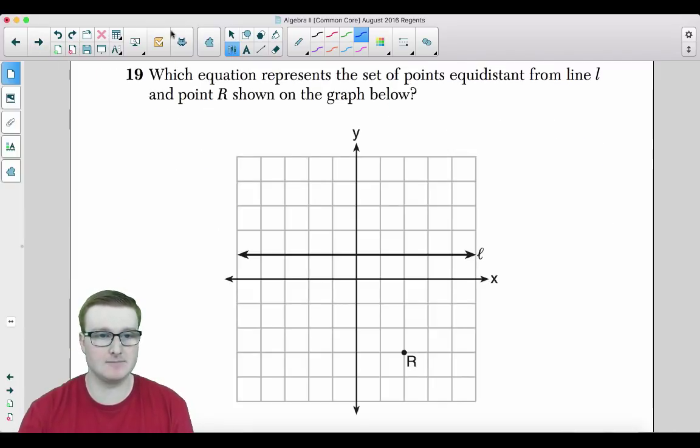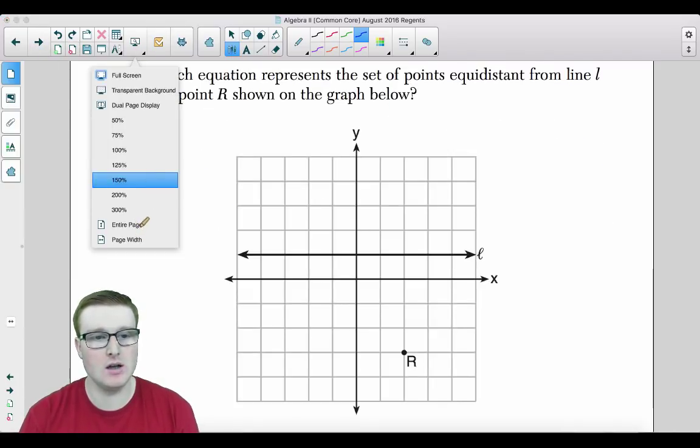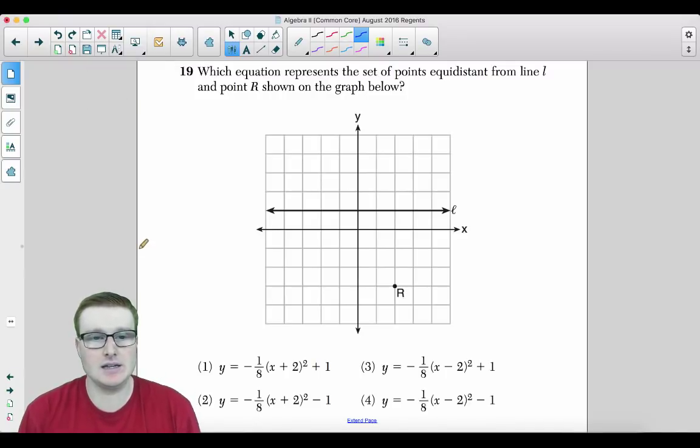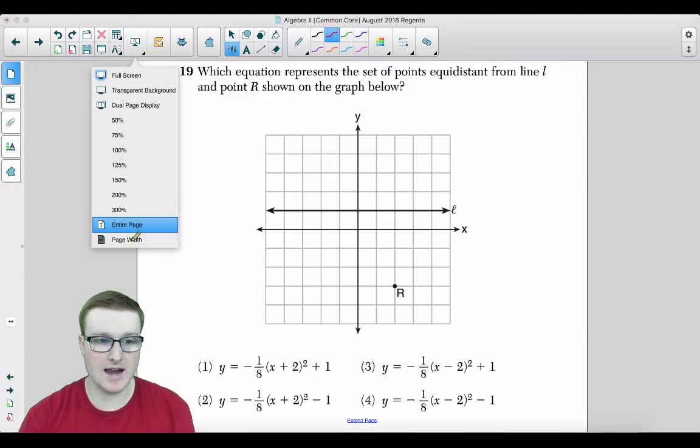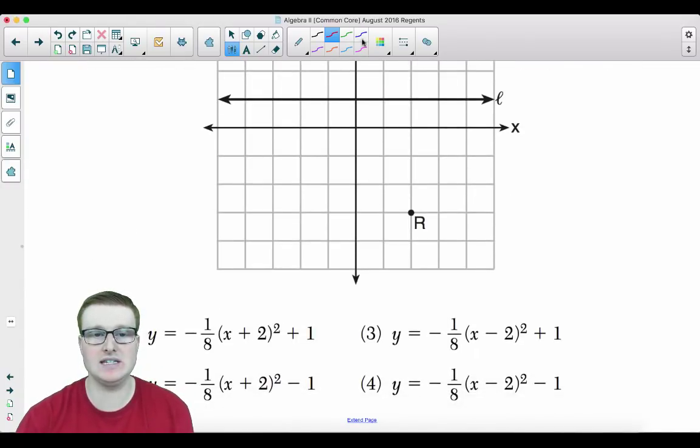All right, moving on to number 19. Which equation represents the set of points equidistant from line L and point R shown on the graph below? So this is a classic focus directrix question. So you need to know what each one is. So line L, okay, line L represents what's called the directrix.